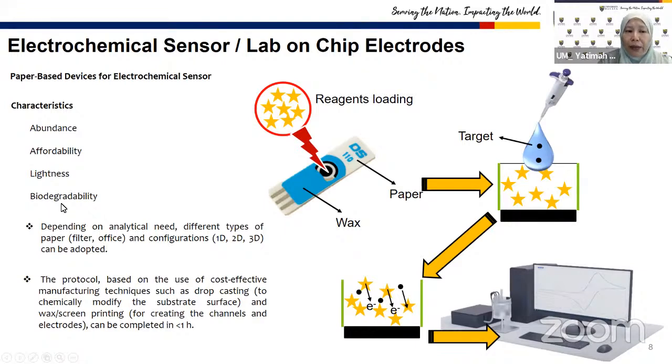And then biodegradability, because we are using paper base, we are not using polymers. So in this particular case, it is considered biodegradable. But choosing the right paper based lab-on-chip electrode depends on your target analyte, because we have different types of paper. Definitely, paper is somewhat porous. It depends whether you want to use filter paper or common types of paper and so on. To say it in common words, it is using paper, and they have different configurations as well: 1D, 2D or 3D.